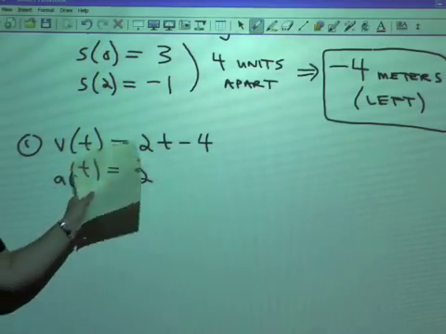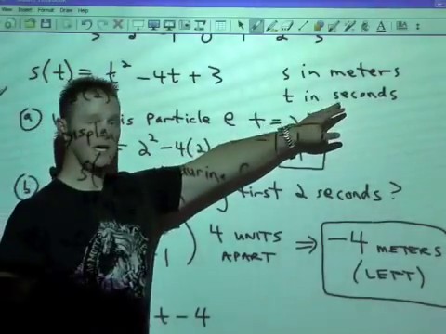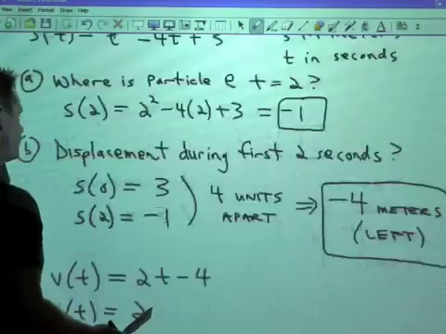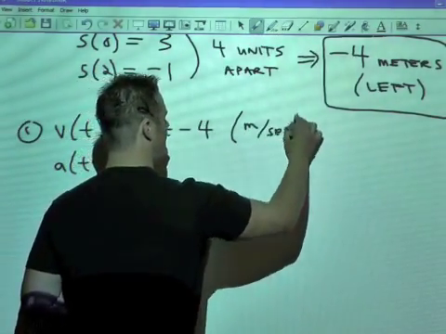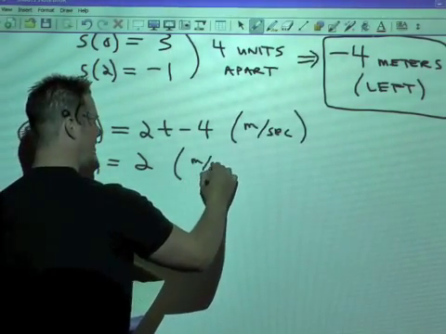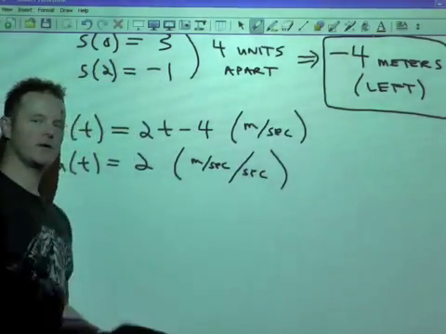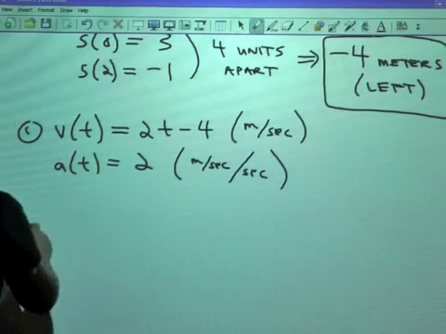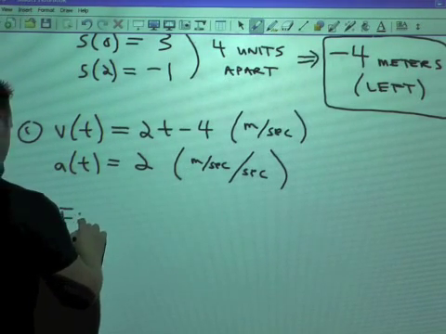Okay. Now the units of velocity in this particular problem: s was in meters and t is in seconds. So velocity is going to be meters per second. Okay, so let's note that. And then acceleration is going to be units of velocity, meters per second, per second, or meters per second squared. Okay, and then say we're asked to find the acceleration.